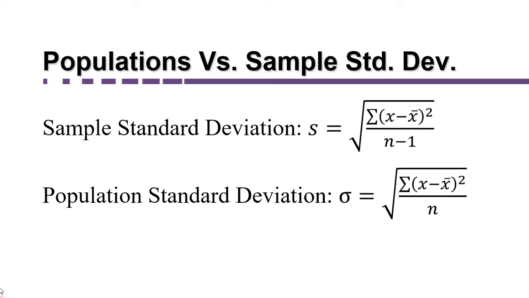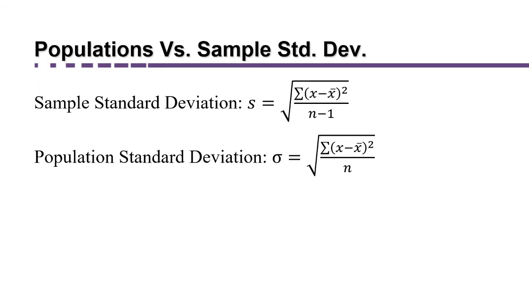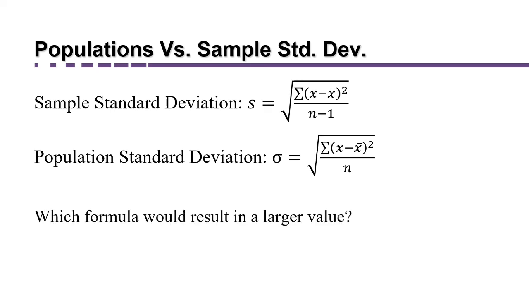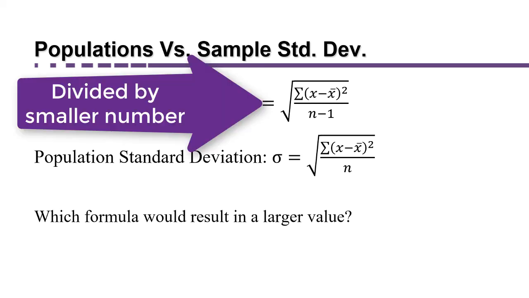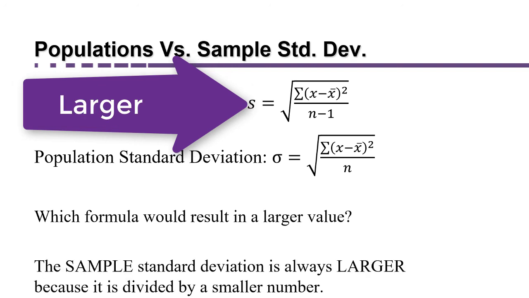So if I ask you on your test which formula would result in a larger value, what would you say? Well, the answer lies in the fact that the sample standard deviation is being divided by a smaller number. When you divide a number into a smaller number of pieces, you're going to get a larger result. So the sample standard deviation is always larger because it's divided by a smaller number.